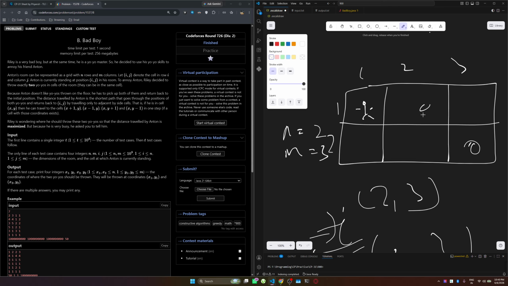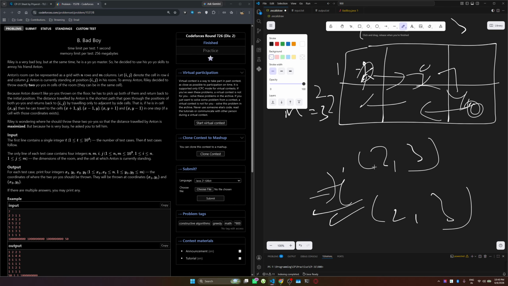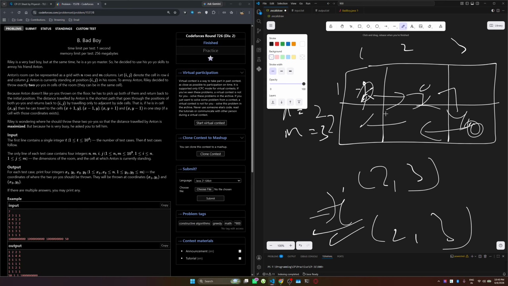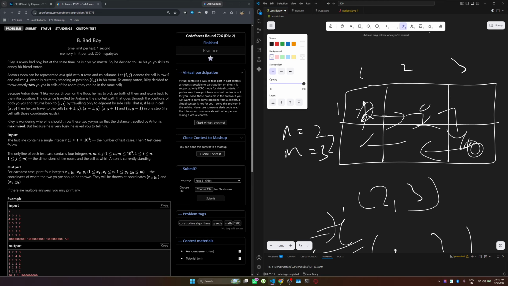And if Riley was supposedly here, we'll place it here and here. So he has to go here and then here and then here and then here and then go back here. So that will give us the maximum. Yeah, I think that's the length of it. Let us try and code this.